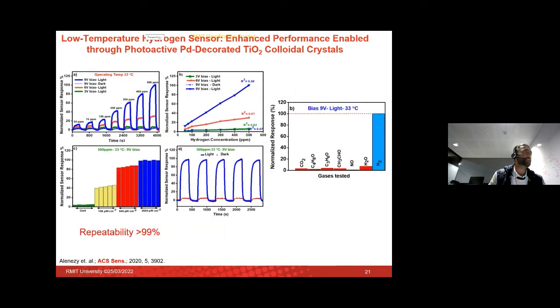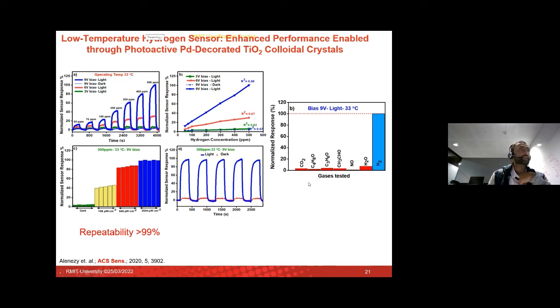And it did exactly that. So we actually operated this sensor as an amperometric sensor. We operated at 9 volts, including light activation. And what we saw is that at 33 degrees, we were able to detect down to 60 ppm of hydrogen. The data is not shown here, but we've gone all the way up to 80% hydrogen detection with the same sensor.